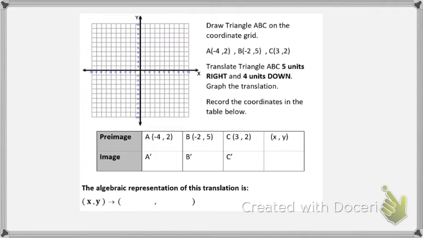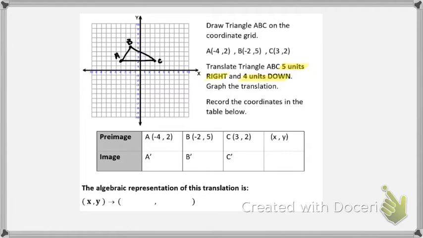We have: draw a triangle ABC on the coordinate grid. So I'm going to draw the triangle. A is -4, 2. So right here, I'm going to put A. Always remember to label your points. B is -2, 5. So I'm going to put -2, up 5. And then C is 3, 2. Right, so I'm going to go ahead and connect those, make my triangle. And it says translate the triangle ABC 5 units to the right and 4 units down.